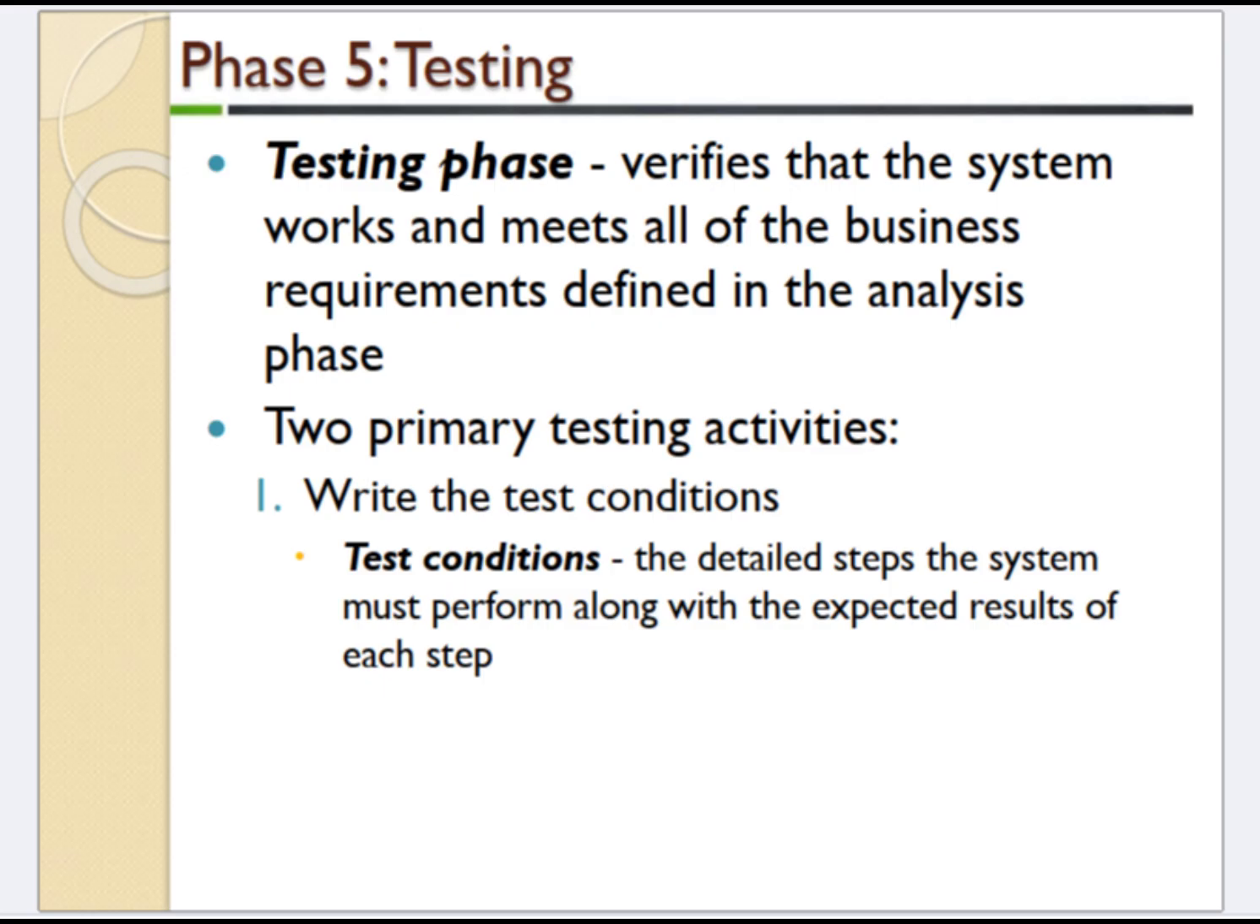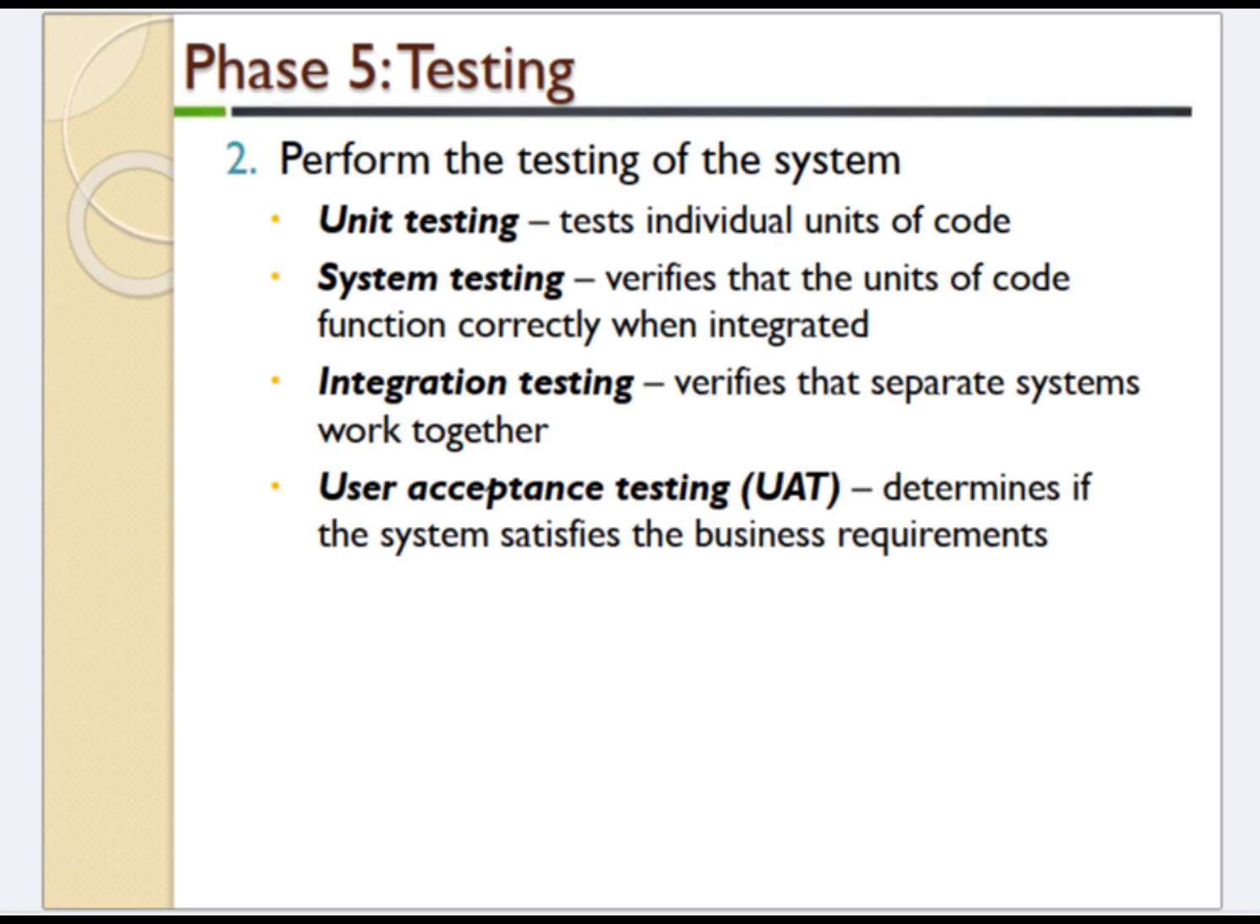Phase 5. Testing. The testing phase verifies that the system works and meets all of the business requirements defined in the analysis phase. Primary testing activities: 1. Write the test conditions. Test conditions are the detailed steps the system must perform along with the expected results of each step. 2. Perform the testing of the system.